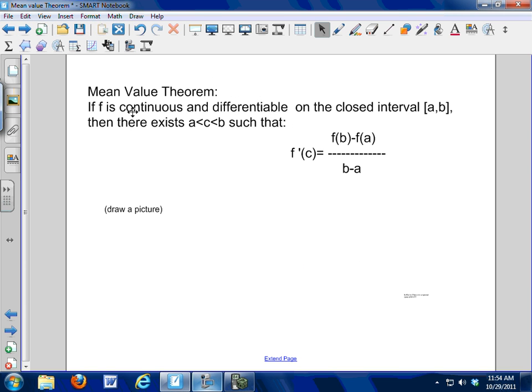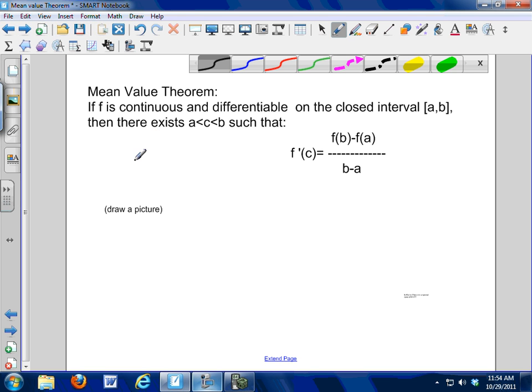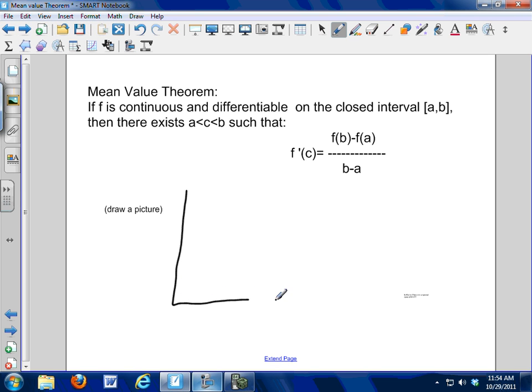So there's this mean value theorem that says something like this, or as Troy would say, it says exactly like this. If f is continuous and differentiable on a closed interval from a to b, then there exists a value c between a and b such that f prime of c is equal to (f(b) minus f(a)) over (b minus a). So it says draw a picture. I'm going to help you with that.